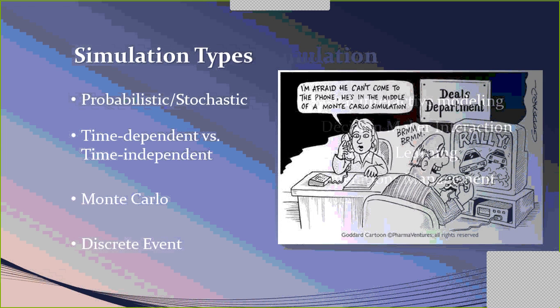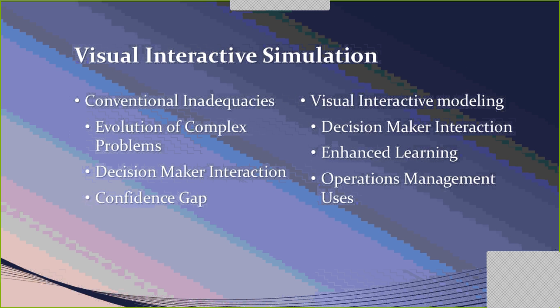All right, so the next section is visual interactive simulation, which is also known as visual interactive modeling. This shows a decision maker a representation of the decision-making situation in action. This type of simulation also helps overcome some of the inadequacies of conventional methods. Some of those inadequacies include that it lacks the ability to show the decision maker how a solution evolves over time. It also lacks the ability for the decision maker to actually interact with the simulation itself.